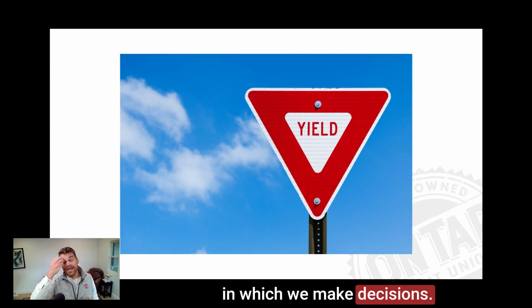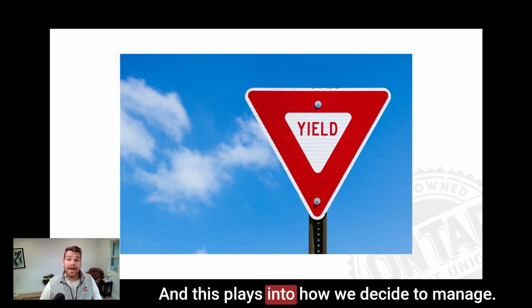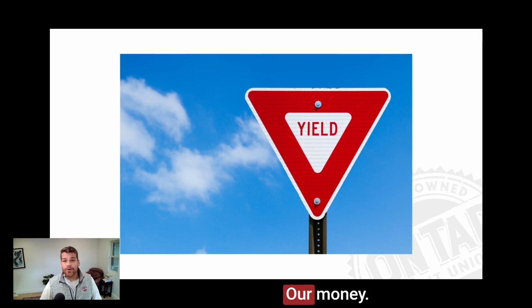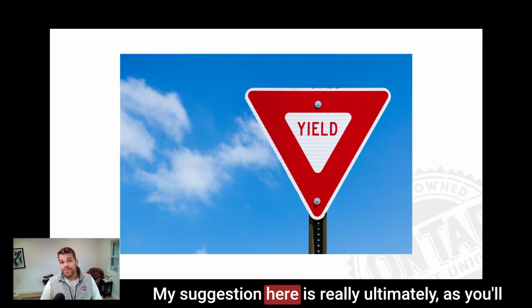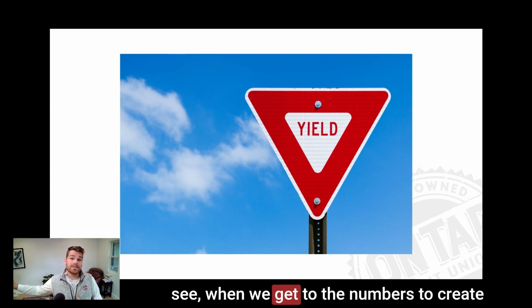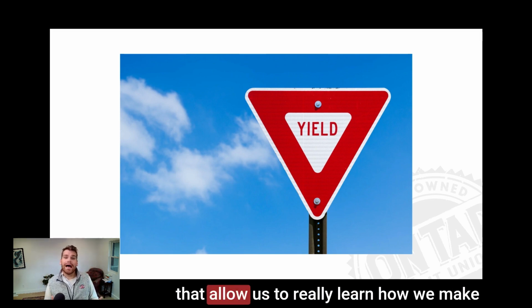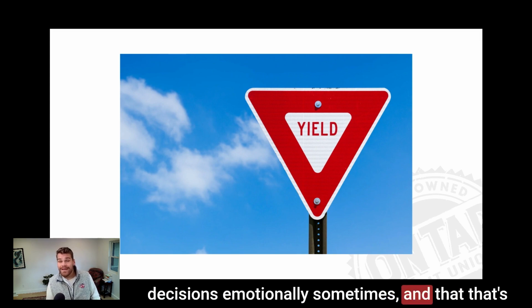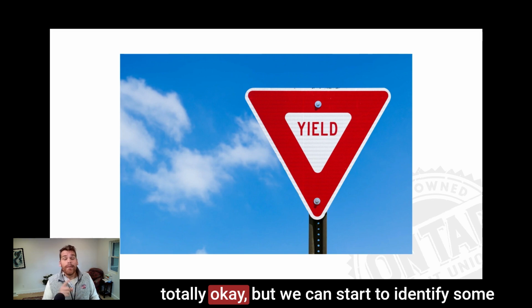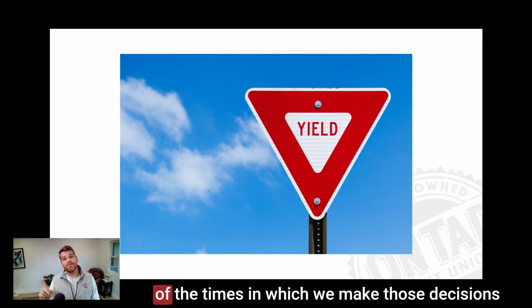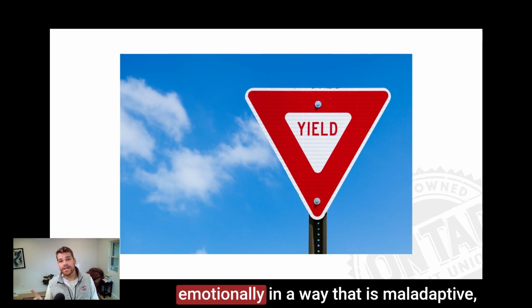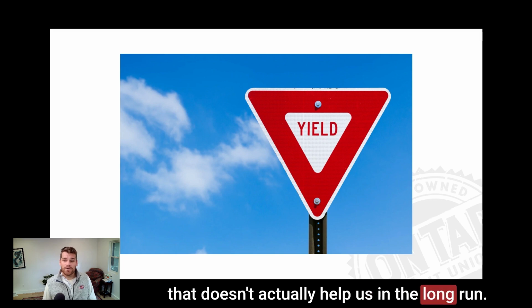So this is some of the ways in which we make decisions, and this plays into how we decide to manage our money. My suggestion here is really ultimately, as you'll see when we get to the numbers, to create systems that are somewhat like bumper lanes that allow us to really learn how we make decisions emotionally sometimes, and that's totally okay. But we can start to identify some of the times in which we make those decisions emotionally in a way that is maladaptive, that doesn't actually help us in the long run.